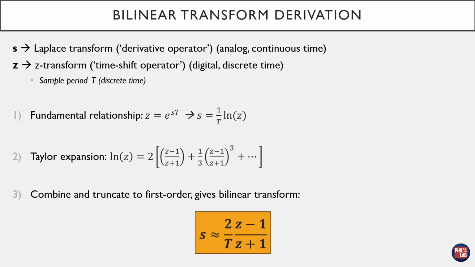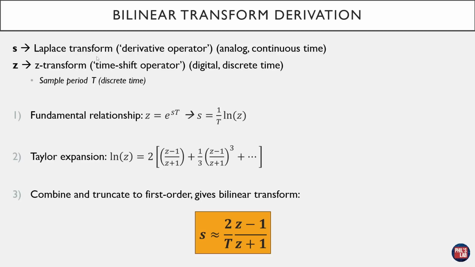I'm assuming some prerequisites here. You can feel free to skip ahead to the actual implementation because you don't actually need to know terribly much about this derivation to use this, but I'd like to show you the bilinear transform derivation, and for this you need to know what Laplace transforms are and what the Z transforms are. As a quick recap, the S operator is related to the Laplace transform, and this is also known as the derivative operator, and this is when we're working in analog or continuous time. The Z operator is related to the Z transform and can be seen as a time shift operator when we're working in digital or discrete time.